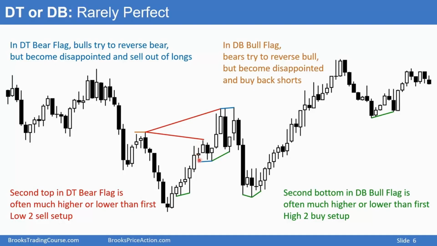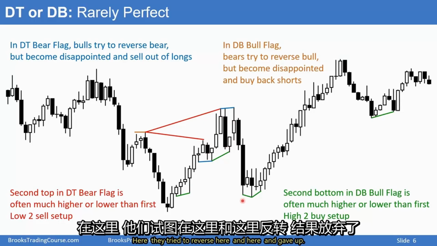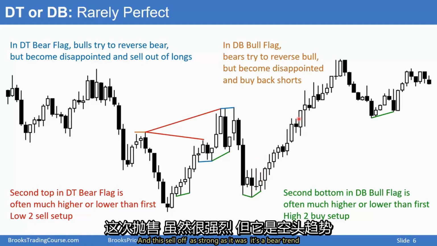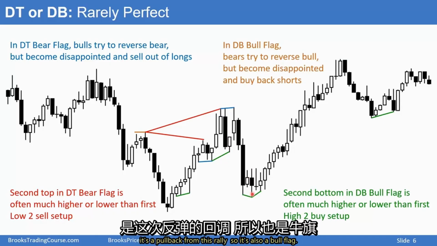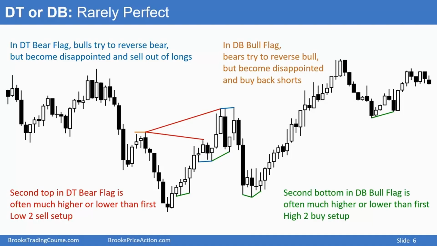They twice tried to reverse here, and they gave up. Here, they tried to reverse, and gave up. They tried to sell off here, and gave up. And this sell-off, as strong as it was, is a bear trend, a pullback from this rally. So it's also a bull flag. Remember, a bull flag is a bear trend, a small bear trend.